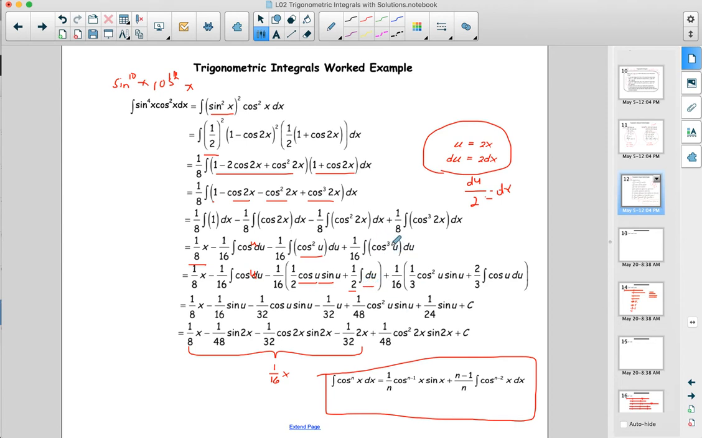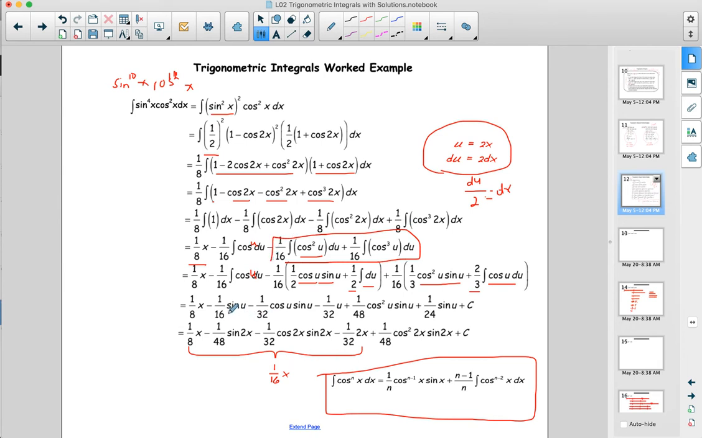And now if you're going to use a reduction formula on cos cubed, what will happen? You're going to plug a 3 in here. You're going to get 3 minus 1 is 2. So we get 1/3 cos squared u times sine of u plus 3 minus 1 is 2, all over 3. That's where the 2/3 comes from. And then cos 3 minus 2 becomes 1, plus the integral of cos u du. So once I got to here, I used a reduction formula on these two.